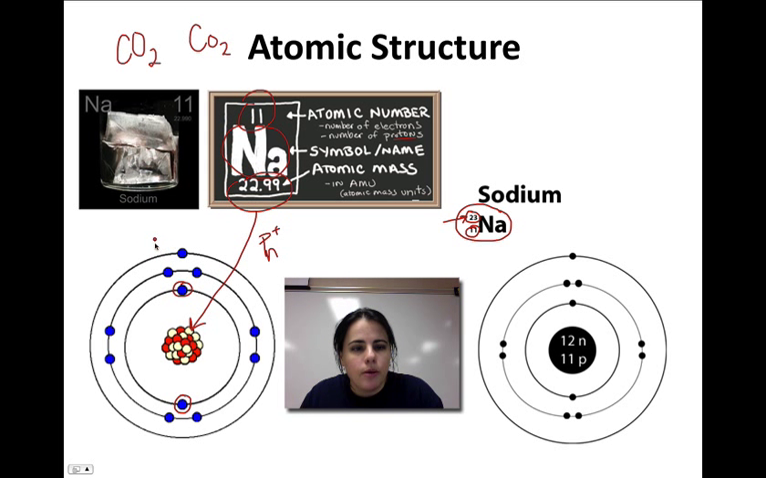The very last orbit over here, this is called the valence shell, and any electrons in the valence shell are called your valence electrons, and those determine the reactivity and what it's going to react with and how it's going to react with other atoms. So keep that in mind.